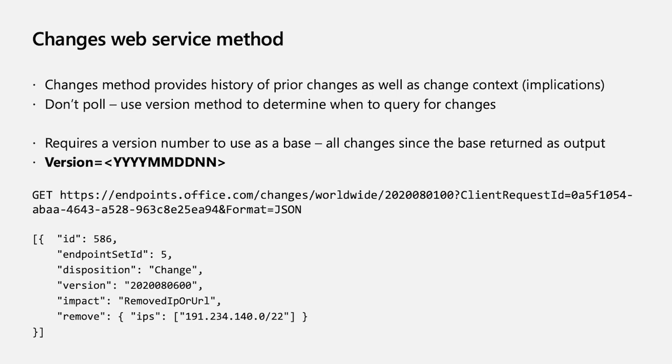So at this point, let's go ahead and get into a demo that hopefully will help you better understand how the IP and URL web service can be used to help keep your on-premises infrastructure up to date and ensure that you always have the latest configuration information so that your users can access all of our services.